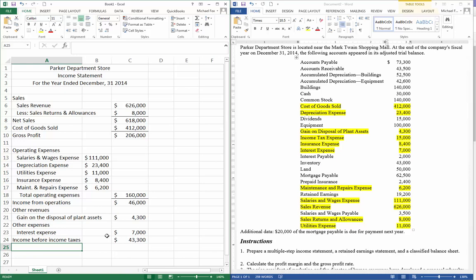Then we'll do our income tax expense, which is 15,000, and then finally our net income. So as you can see, this multi-step income statement has a lot more information, and it's broken out with a lot more detail.